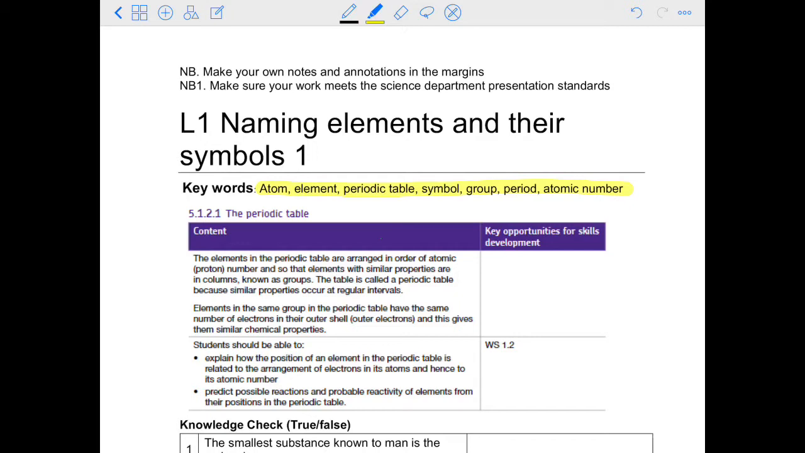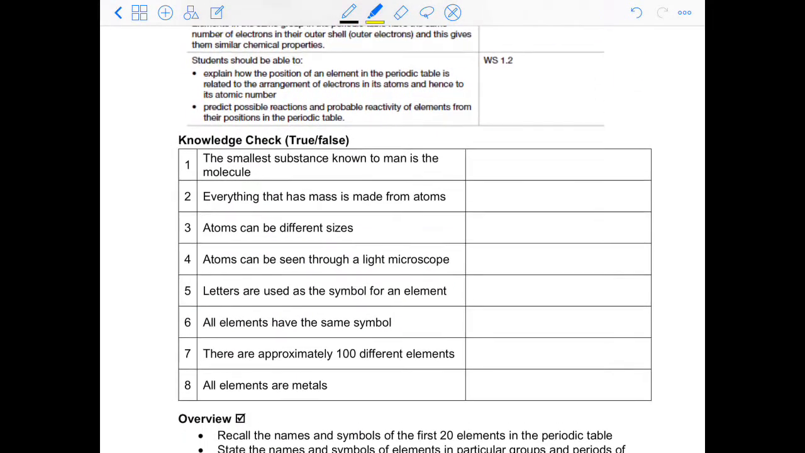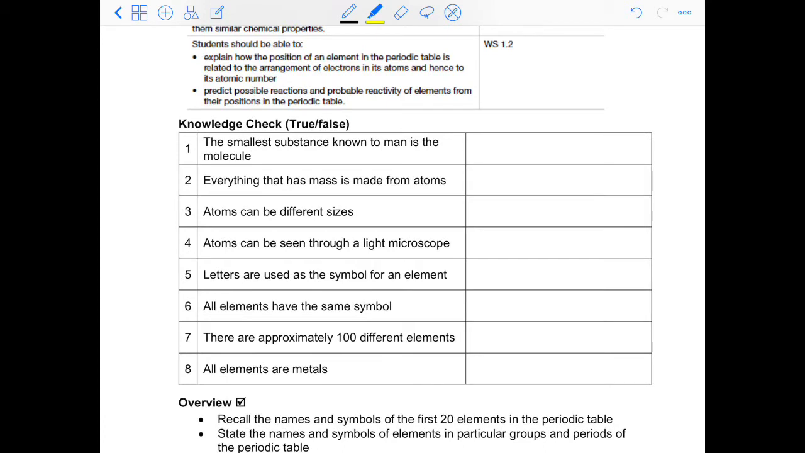All right, so now that you've written down some of those definitions, I'd like you to move on and give this knowledge check a try. Notice that it is all true-false, so there's no reason why you shouldn't have something for each one of the questions. Just give it a go, pause the video, and see what you can remember. All right, so you should have paused the video, and now we are back, and we're going to go through the answers to this knowledge check.